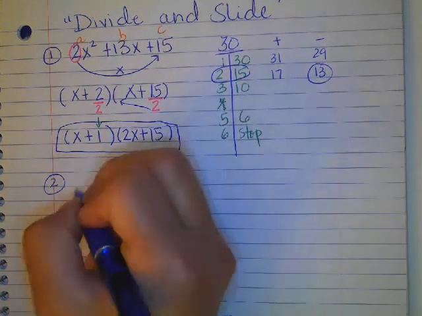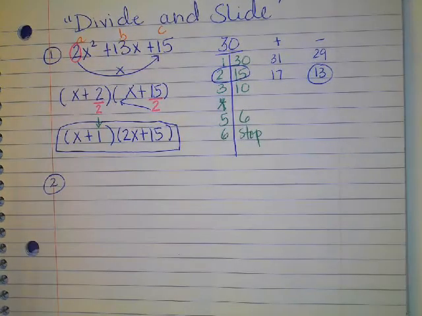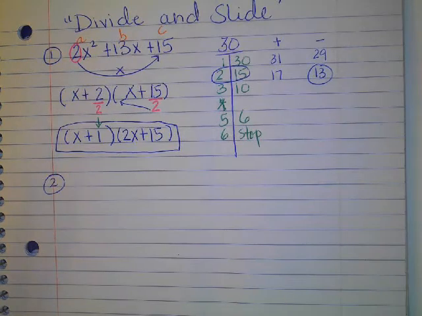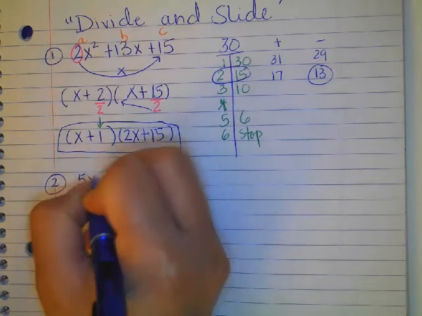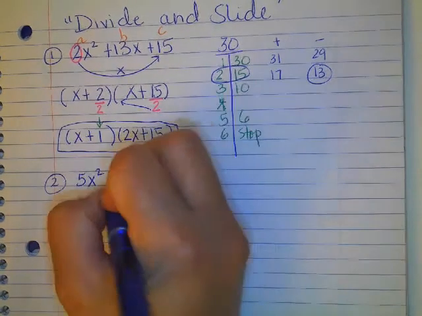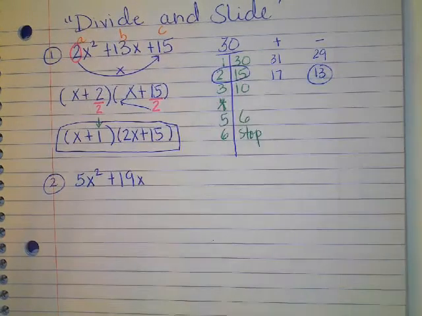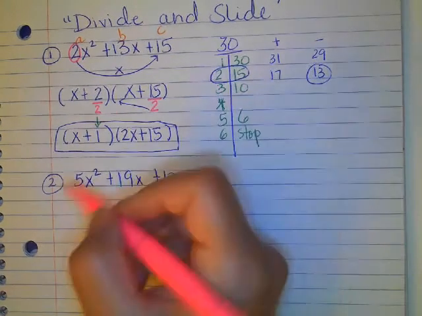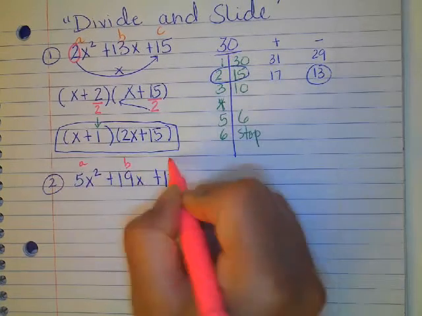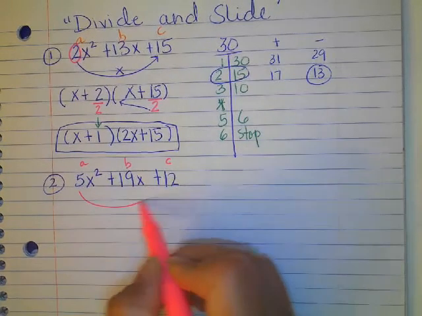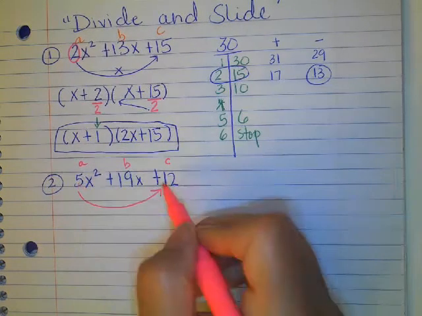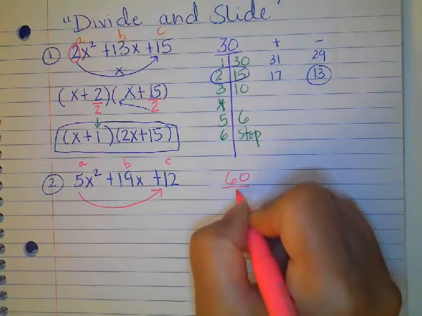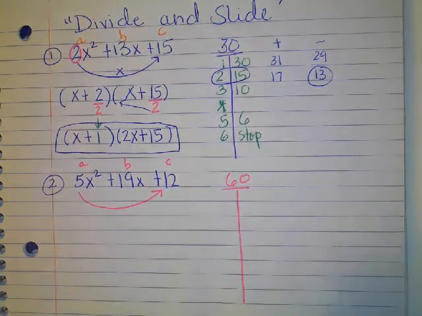How about, let's do 5x squared plus 19x plus 12. A, B, C. Take A and multiply it times C. 5 times 12, that is 60. Find the factors of 60.